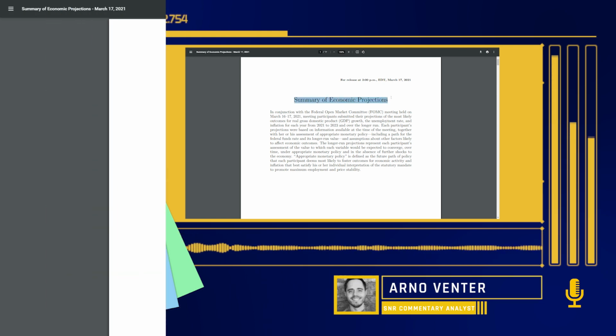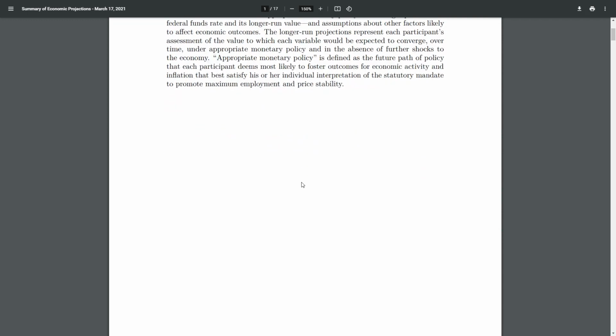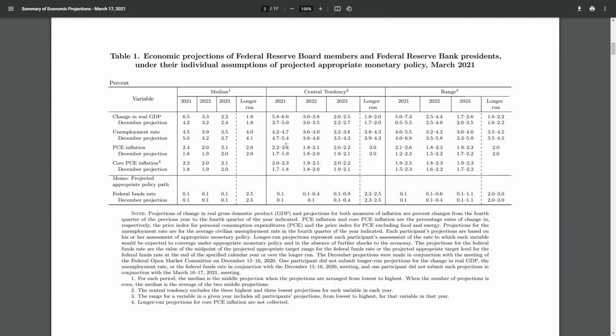Right here, we have the summary of economic projections. By the way, this summary of projections is released on a quarterly basis by the Fed. The prior one that we are looking at right now is the one from March 2021. This will include the projections from the Fed about where they see the economy going. So it not only includes the dot plot, but it also includes where they see things like GDP going, where they see the employment going, where they see inflation projections going, etc.